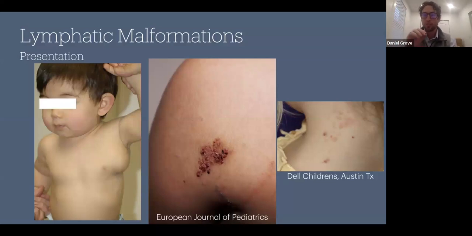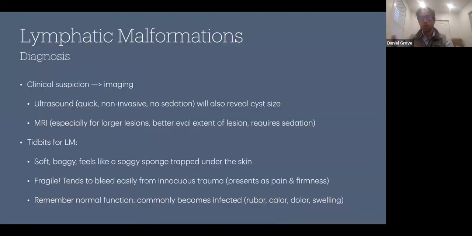Whether a child has only deep versus superficial disease will dictate our therapy as well as what kind of symptoms they're experiencing. So right away, when you're looking at a lymphatic malformation, palpating it, and getting the clinical history, you usually have a high index of suspicion. You can usually confirm your suspicion with ultrasound. Ultrasound, especially in pediatrics, is great. It's quick, it's non-invasive, and no sedation is needed.